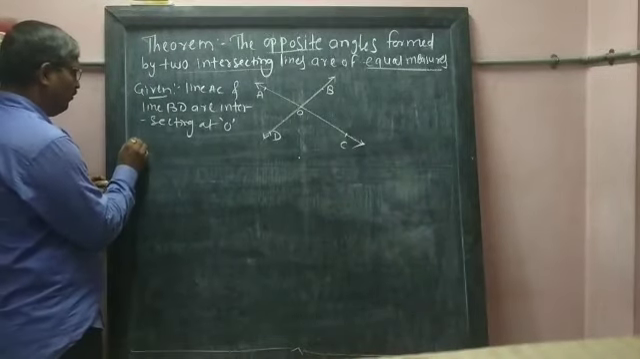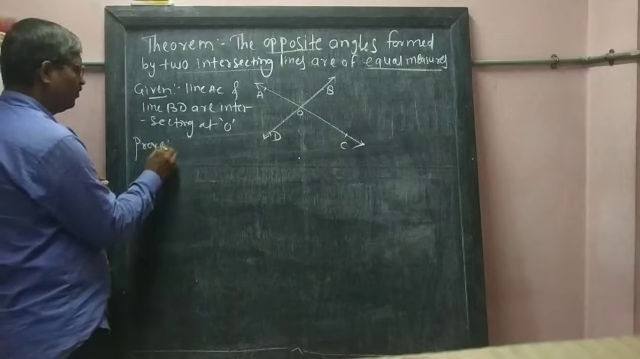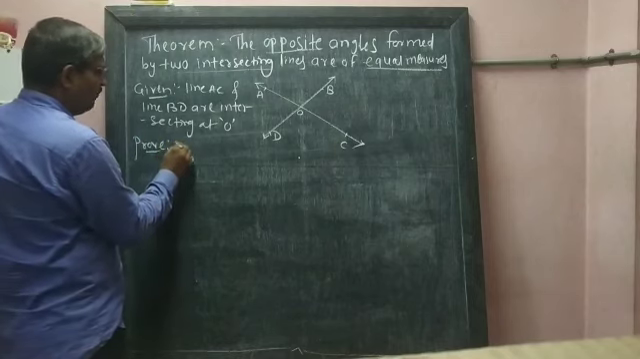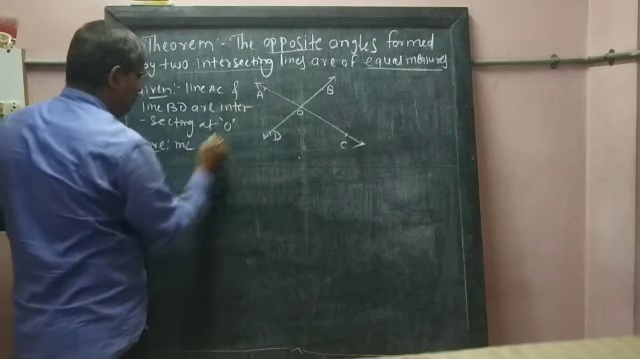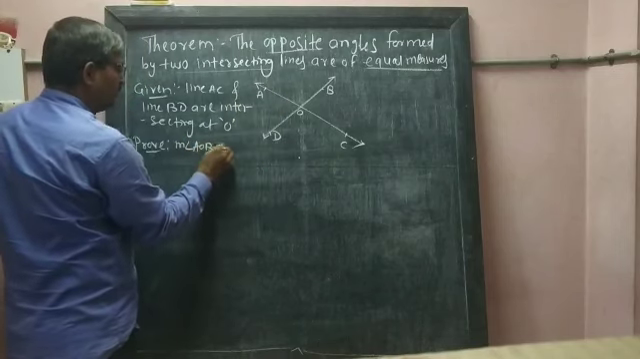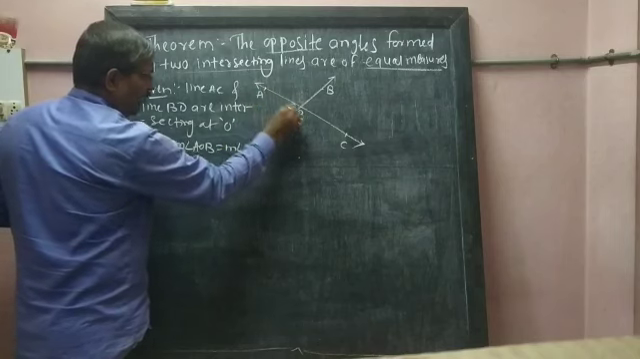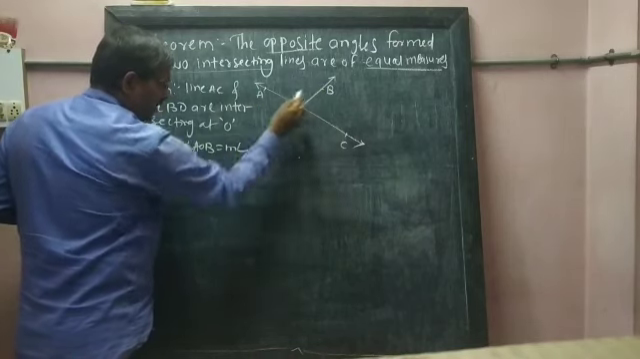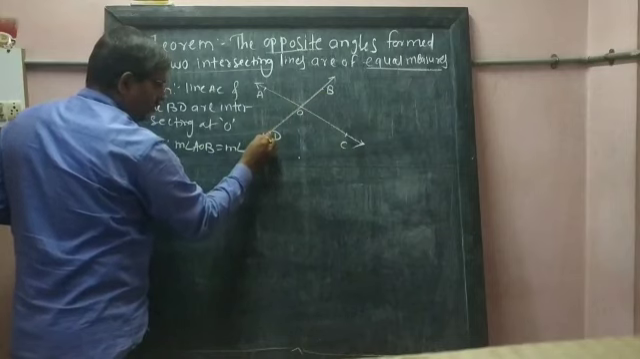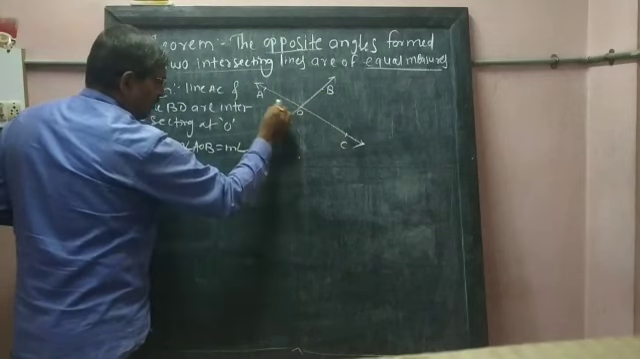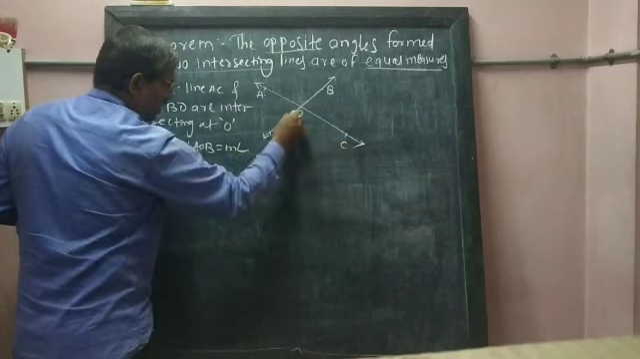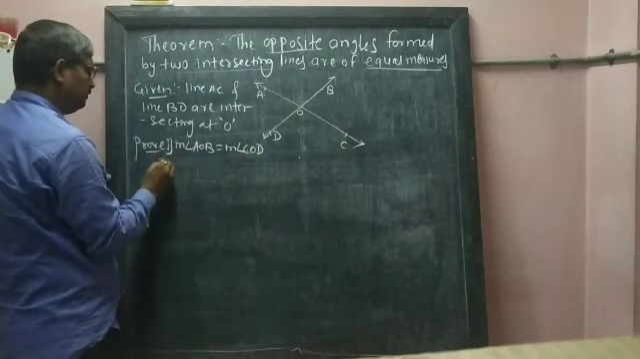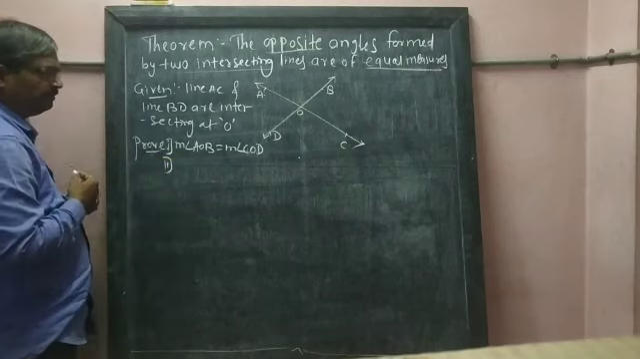Here you have to prove. This is given; proof: what do you want to prove? Measure of angle AOB is equal to its opposite angle. A is opposite C, B is opposite D. So what will come? Angle AOB is equal to angle COD. This is one.